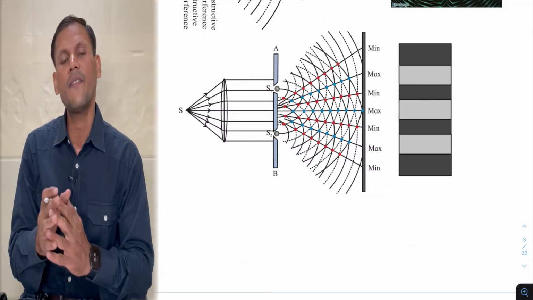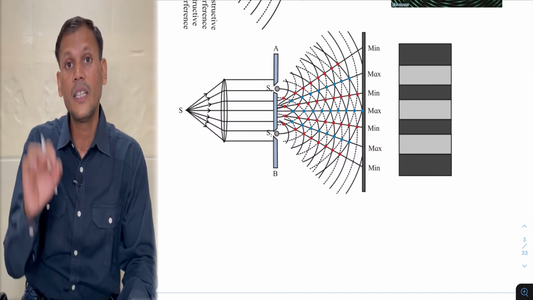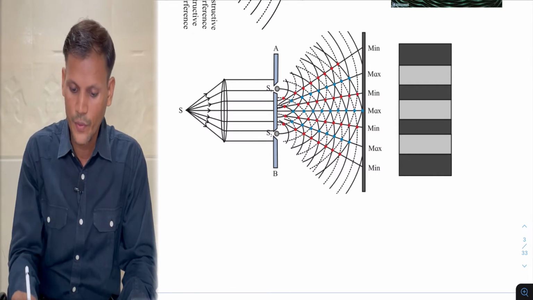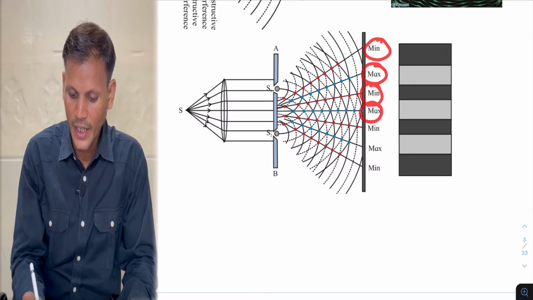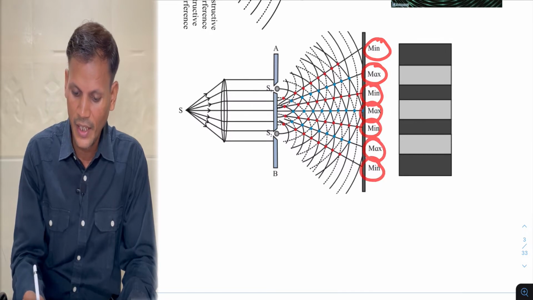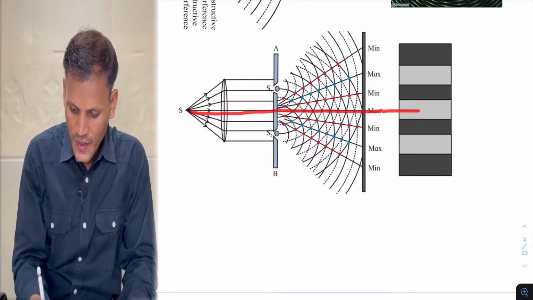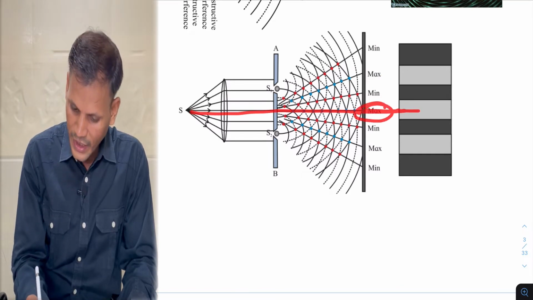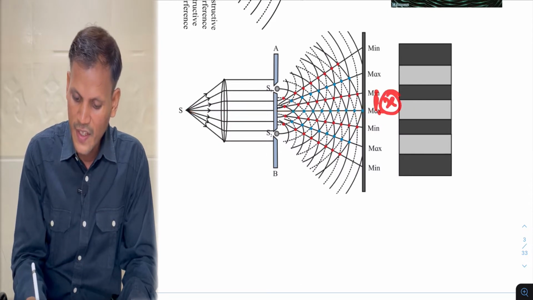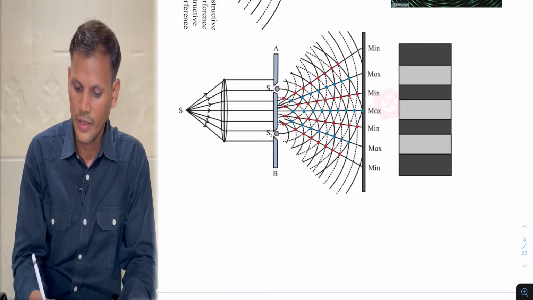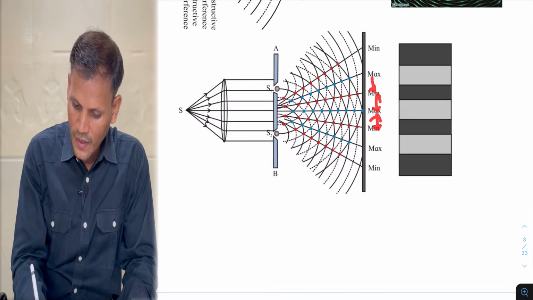So once again, what is the fringe width? From the name it is very clear. Fringe width is the distance between two fringes. What are the fringes? Here minimum and maximum intensity of light is formed alternatively. So these are the fringes, and from the central point, this is the central maximum, from here maximum to minimum, whatever distance is there, this is called the fringe width.